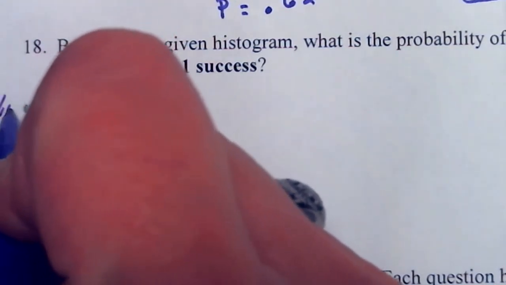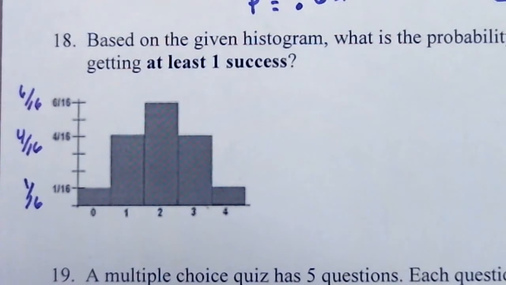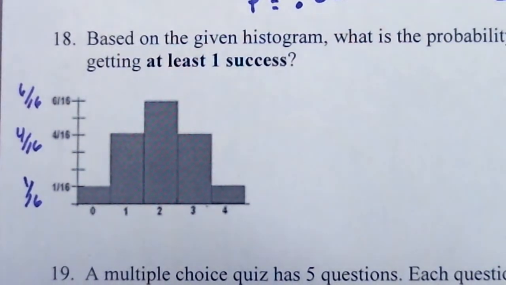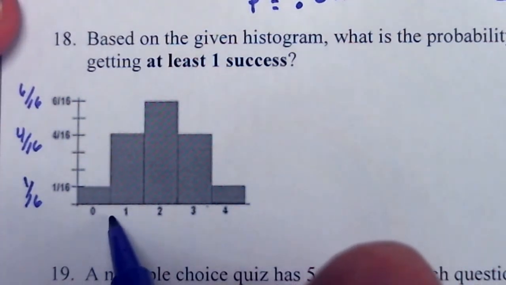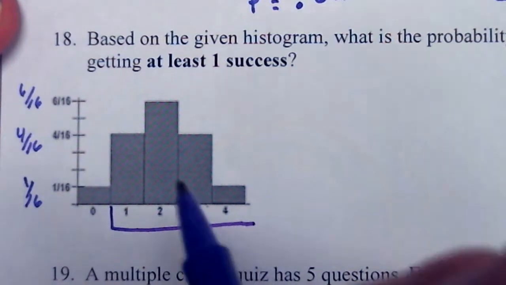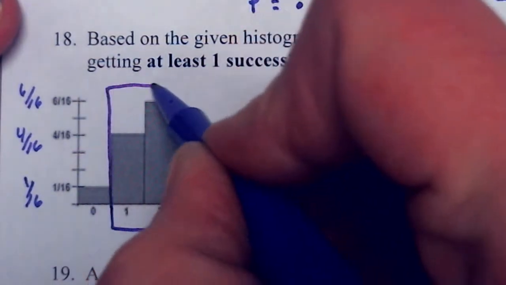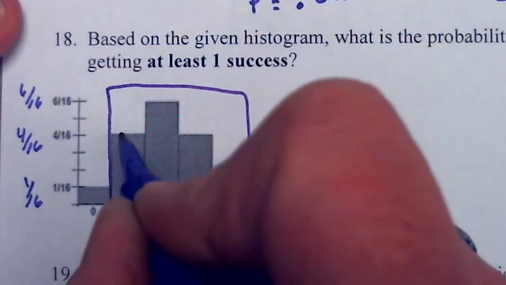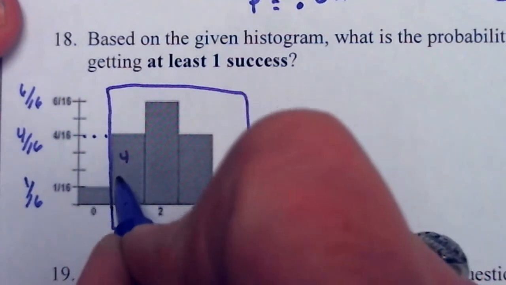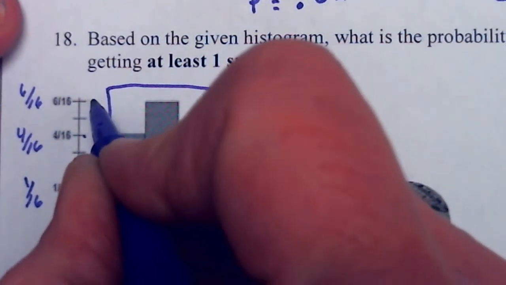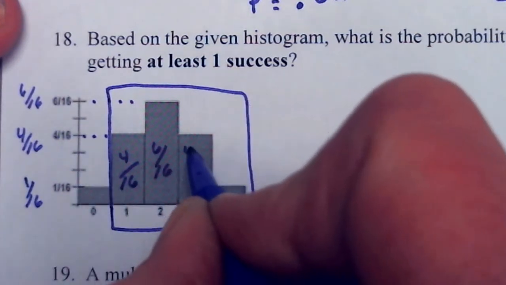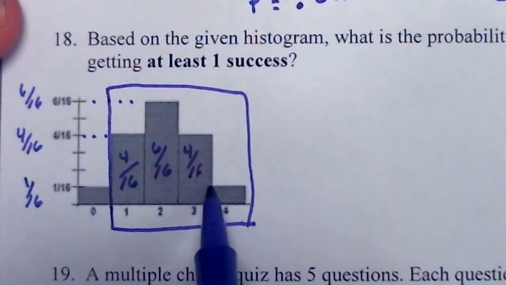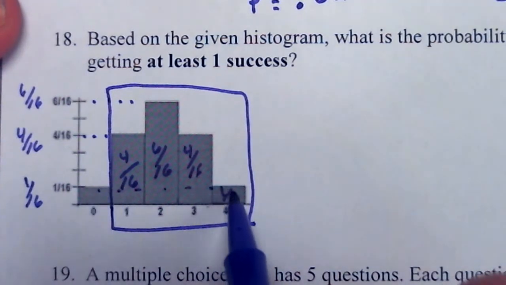This is 6/16. Okay, so in the instructions it says, based on the given histogram, what's the probability of getting at least one success? Well, there's 0 successes, and then there's 1, 2, 3, 4. So we need to actually add up the probabilities for each of these. Probability of 1, if we look over here, is 4/16. Probability of 2, go across, it's 6/16. 3 is 4/16. And then 4, follow that all the way across, it is 1/16.